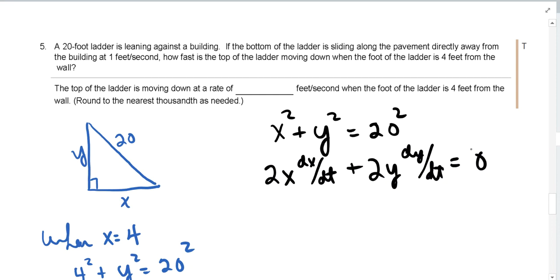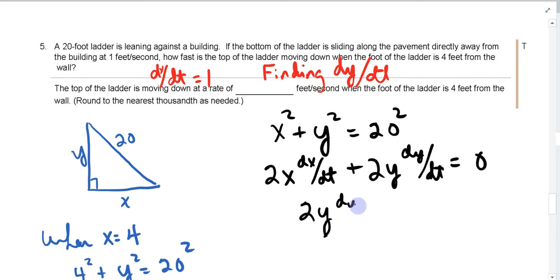All right? And we're supposed to find how fast the top of the ladder is sliding. So we're looking for dy/dt. Let's also write down this one is sliding, so that's dx/dt was 1, and we are finding dy/dt. All right. So let's go further here. Let's move this x term over here. So we got 2y dy/dt equals negative 2x dx/dt.